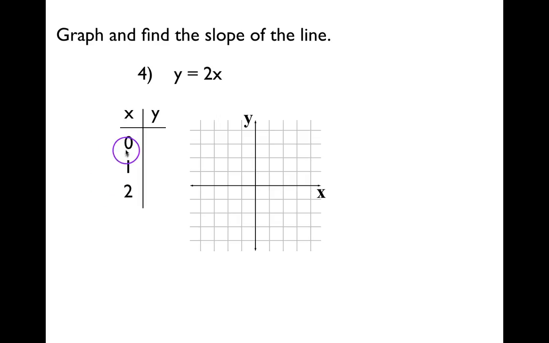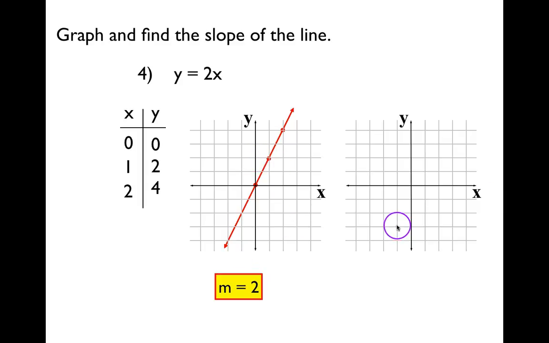So in this case, if you plug in 0 for x, y would be 0. If you plug in 1 for x, you get y equals 2. If you plug in 2 for x, you get y equals 4. So I'm going to go ahead and plot these points. So that's my line. Now the next question was find the slope. So here I'm going to say the slope was up 2 over 1. So that's going to be a slope of 2.